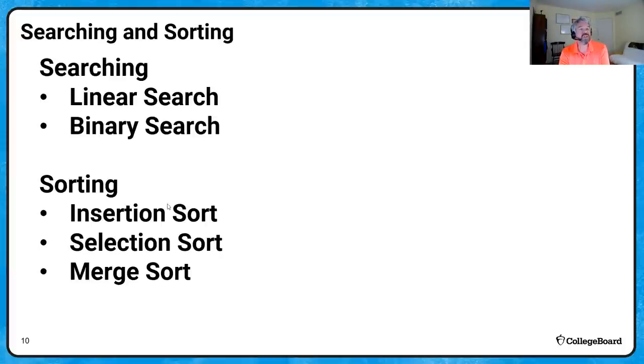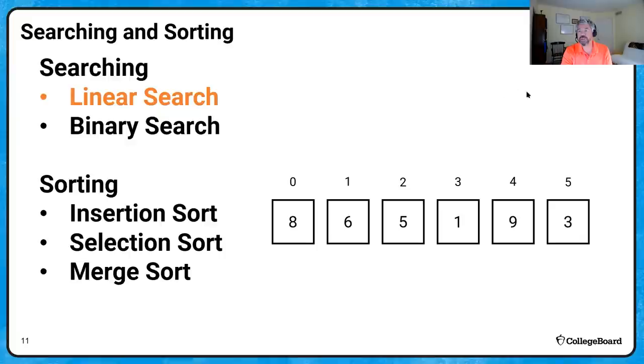So we're going to start with searching algorithms. We've got two searching algorithms that we're required to make sure that we understand for the exam. One is called linear search and one is called binary search. And then we also have three sorting algorithms: insertion sort, selection sort, and merge sort. And we're going to start with our searching algorithms.